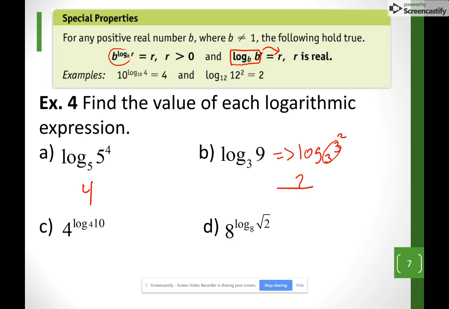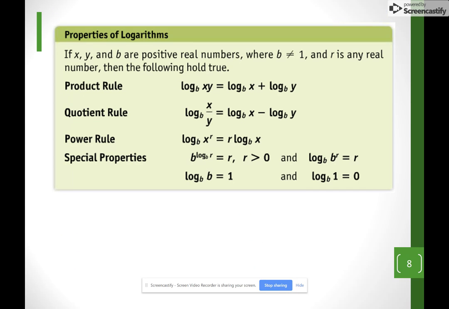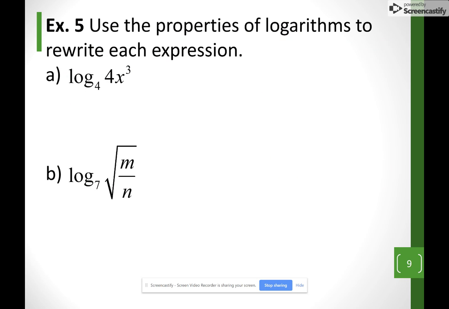Now, when the log is an exponent and the base is the same as the other base, when the bases repeat, those cancel out. So here, my answer is just 10. Here, my answer is just radical 2. We have a slide with the rules, which you guys can see. Now let's play with this.